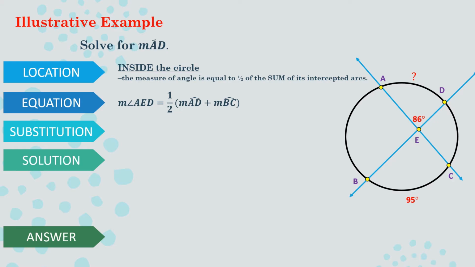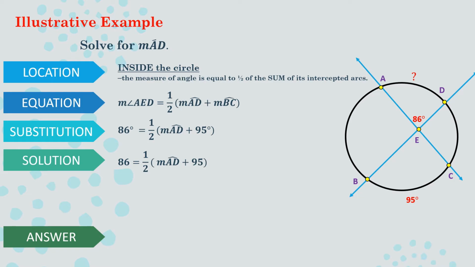Then after this, we're going to substitute the given measures on our figure to our equation. And that will give us measure of angle AED is equal to 86 degrees and measure of arc BC is equal to 95 degrees. So therefore, we will have 86 degrees replacing measure of angle AED equals 1 half of the measure of arc AD plus 95 degrees replacing measure of arc BC. Then after this, we're going to solve for our equation.